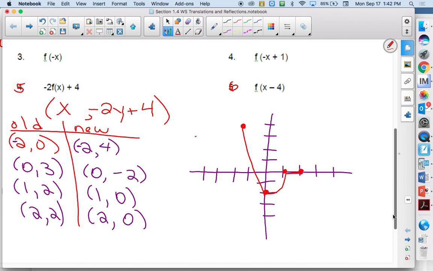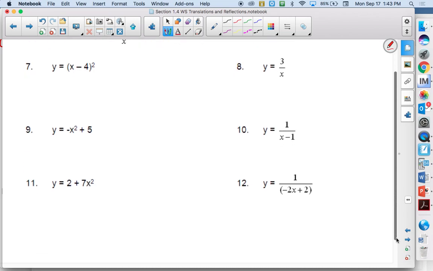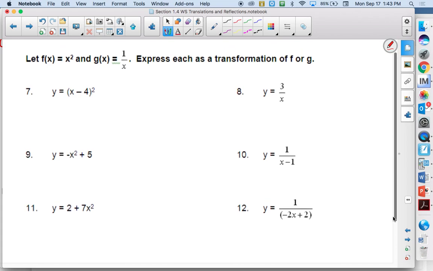So if you look down below, these are the ones that I don't think people are too sure what to do with. It says let f of x equal x squared and g of x be 1 over x. Express each as a transformation of f or g. So essentially you need to pick f or g based off of the equation you're given. When we're writing as a function of f or g, you should no longer have x squared in the problem. You should no longer have a fraction in the problem. You should either have an f or a g with an x and some numbers.